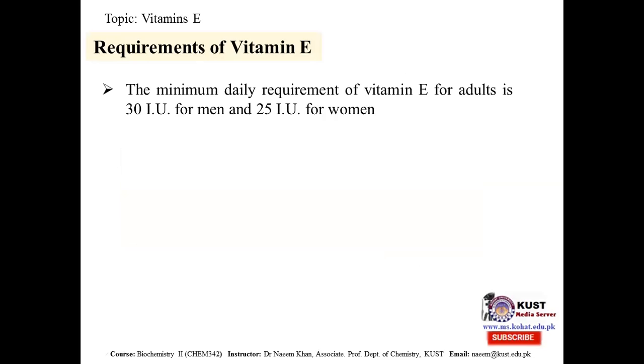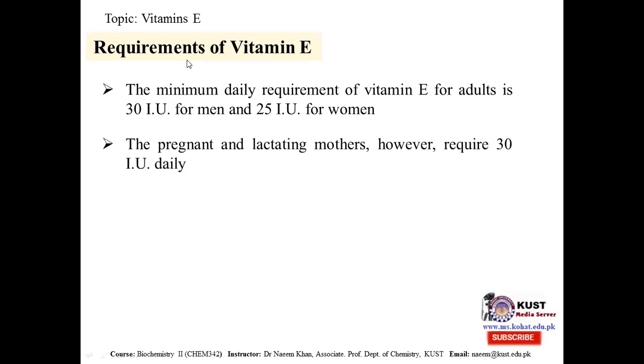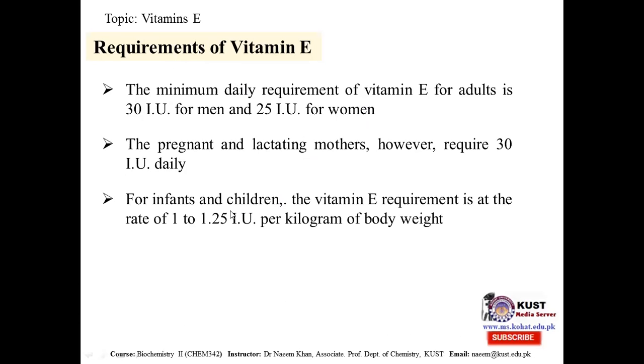Coming to the requirements of vitamin E, the daily requirement for adults is calculated to be 30 international units for men and 25 international units for women. In case of pregnancy and lactation, pregnant women and lactating mothers have more requirement of vitamin E, and this is 30 international units. For infants and children, as they are in the growing stage, vitamin E requirement is high, and this is 1 to 1.25 international units of vitamin E per kg of their body weight.